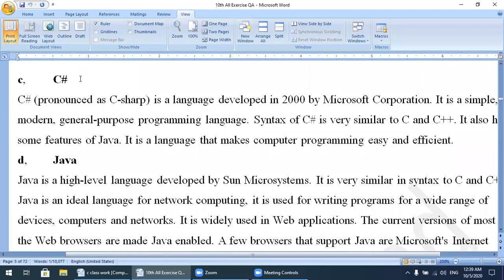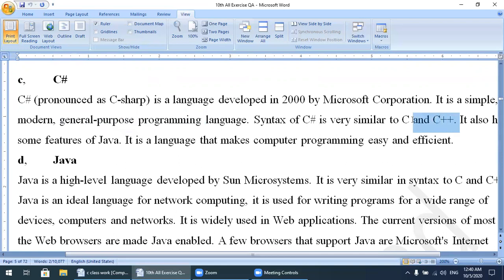Next one was C#, which means C sharp. C#, pronounced C sharp, is a language developed in 2000 by Microsoft Corporation. It is a simple, modern, general purpose programming language. General purpose means I can make any kind of program in the C# language. The syntax of C# is very similar to C and C++.